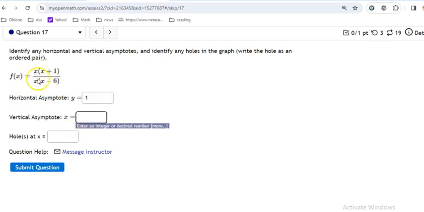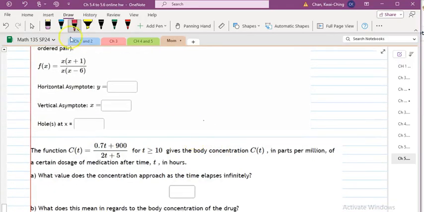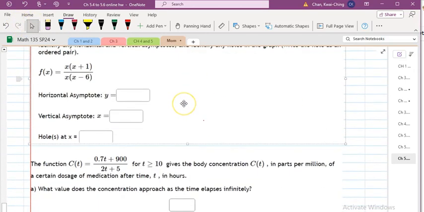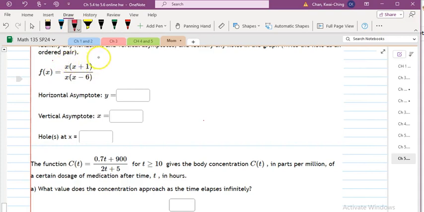Vertical is after you cancel the common factors. So again, for horizontal asymptote, you should actually look at the leading terms. The leading term in this case is x squared, 1x squared. The leading term is 1x squared, so you compare them. Same degree, so y equal to 1 over 1 is equal to 1. Vertical asymptote is you cancel them and you look at the remaining d of x equal to 0.